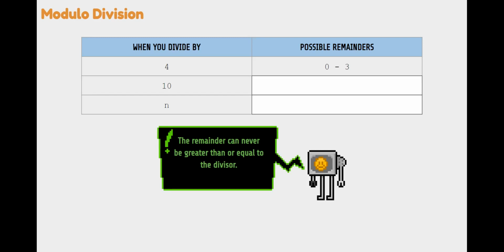Because if you had 4 left over, it could just go into that group again. If you had 5 left over, you have more than enough to make a group. If you divide something by 10, your possible remainders are 0 through 9. If you divide by any number n, your possible remainders are 0 through n minus 1. Your remainder can never be greater than or equal to your divisor, because if it is, you could have divided in another time.